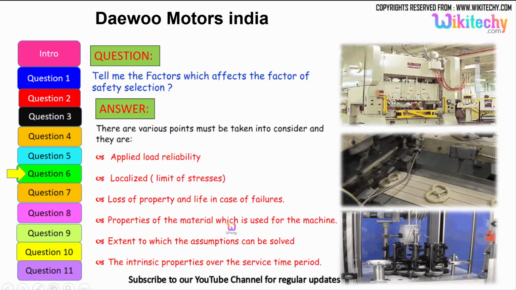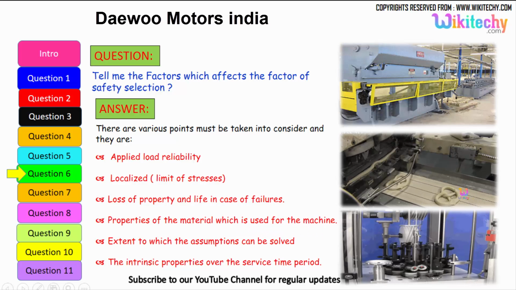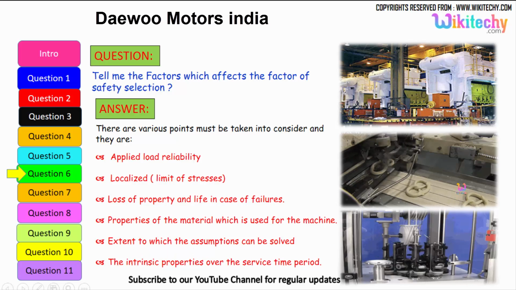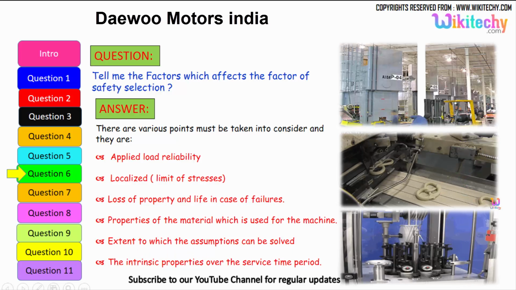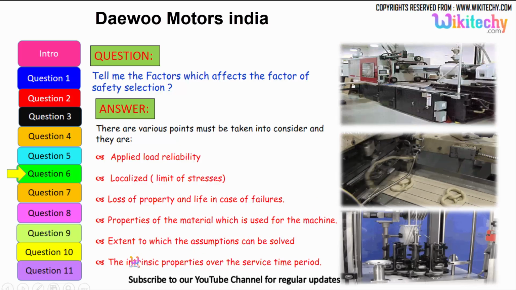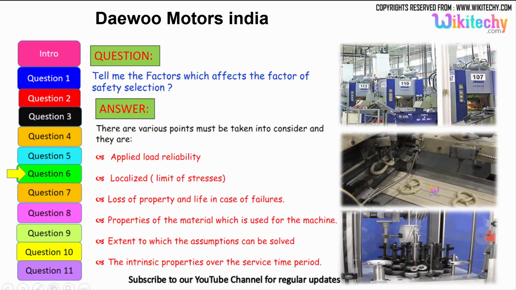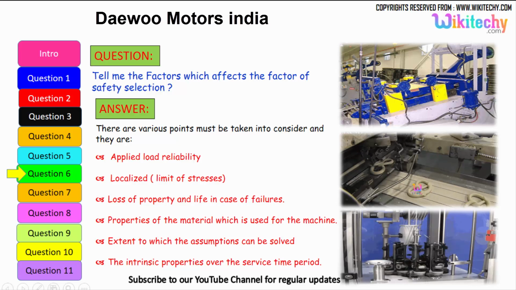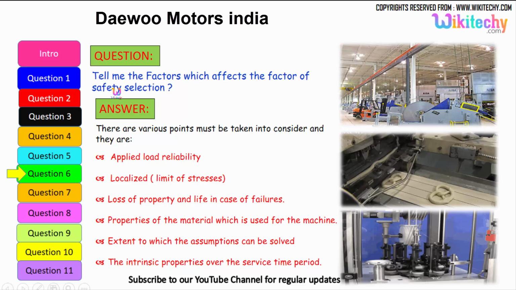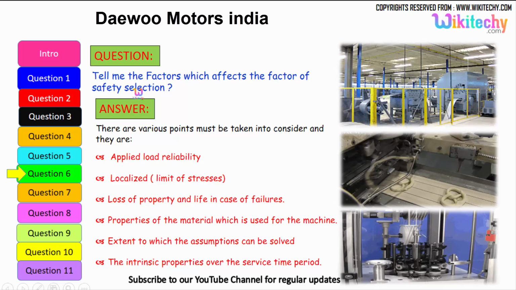Properties of the material which is used for the machine, what kind of material you are using, the extent to which the assumptions can be solved, how much it will extend, compress or something like that, and the intrinsic property over the service time period, how it will sustain. Everything we need to manipulate for the factor of safety selection.